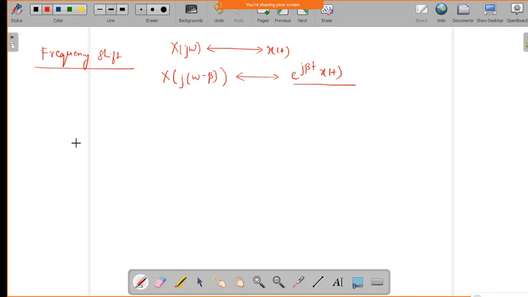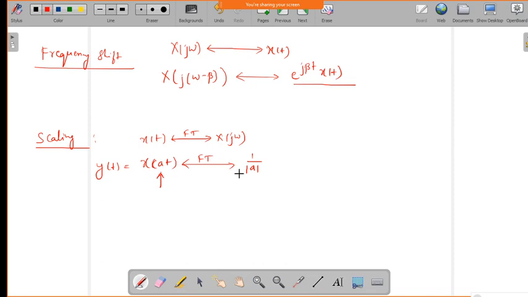Even scaling also. How to do scaling? We have x of t with Fourier transform pair x of j omega. Now if you have the y of t signal equal to the scaled version in the time domain, x of a t, this will give the Fourier transform pair 1 over magnitude of a into x of j omega divided by a.